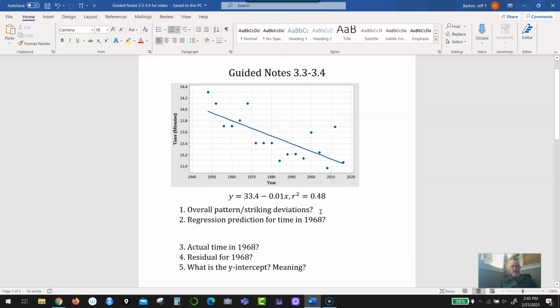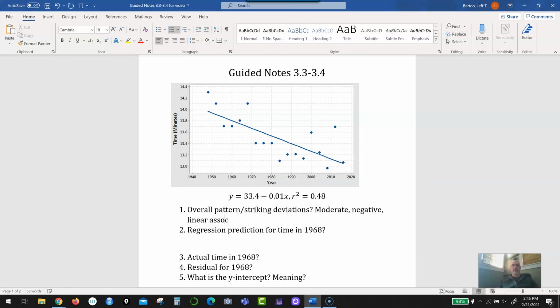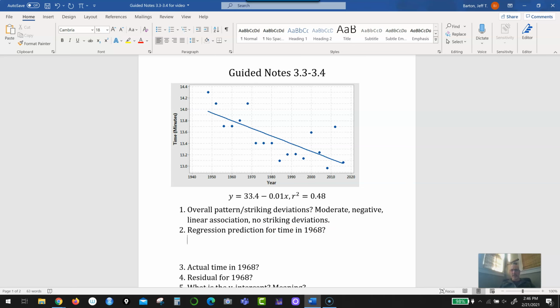All right, so we've got moderate negative linear association, no striking deviations. It's not actually a complete sentence, but we won't be picky at this. All right, so what about the regression prediction for the time in 1968? Well, for that, we have to use the regression equation.